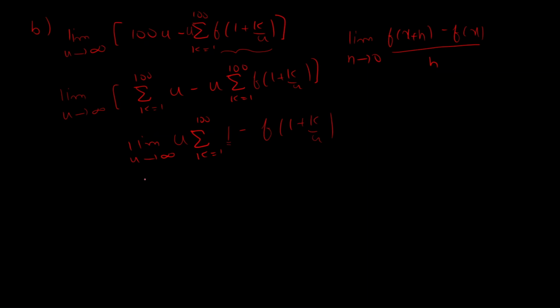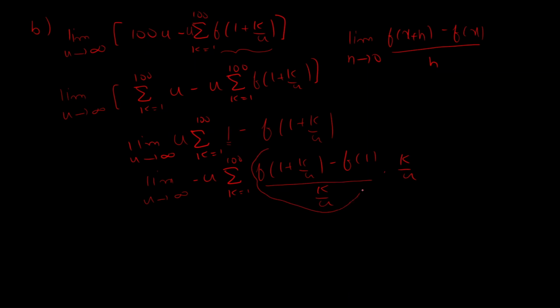So I can write this 1 as f of 1. And also I'll take the minus sign out common. Minus u times summation k equal to 1 to 100 f of 1 plus k by u minus f of 1. Now in order to make it completely look like the first principle of derivative, let me multiply and divide with k by u. Now this whole thing is nothing but f dash of 1, which we calculated in our previous part is equal to 10.